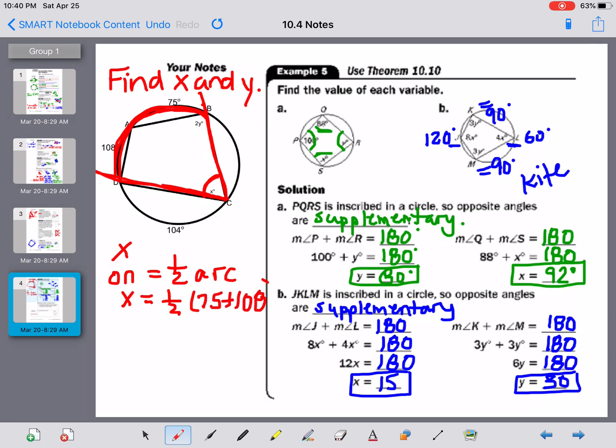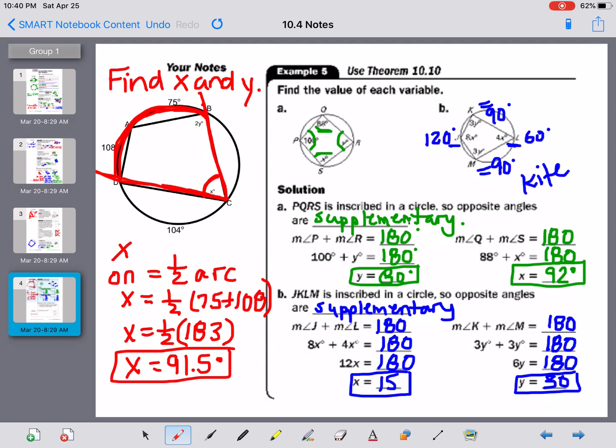All right, so a little math help here. 75 plus 108 takes me to 183. And I take half of that, and I get 91.5. It's fine to get decimals as long as they're accurate. We're good. And I do get 91.5. All right. Little space here so we can solve for y.